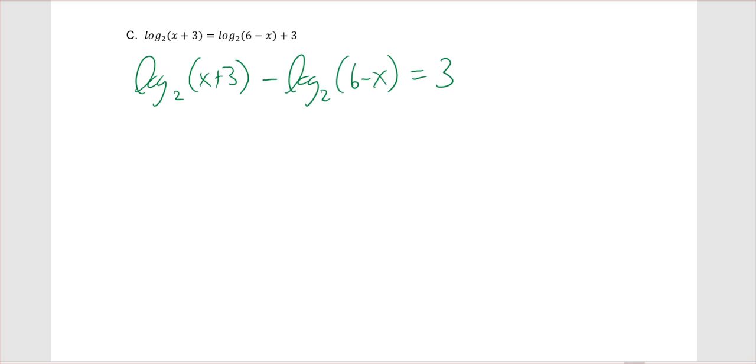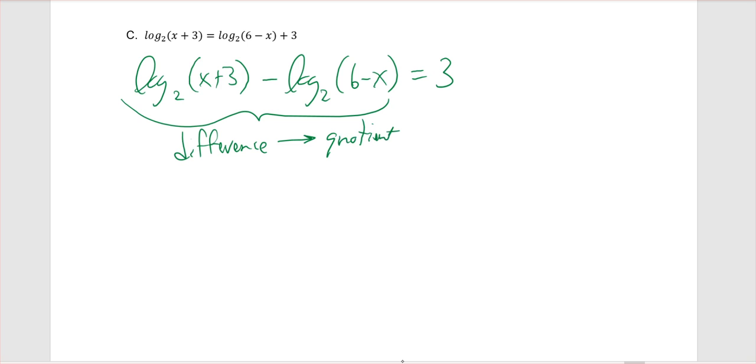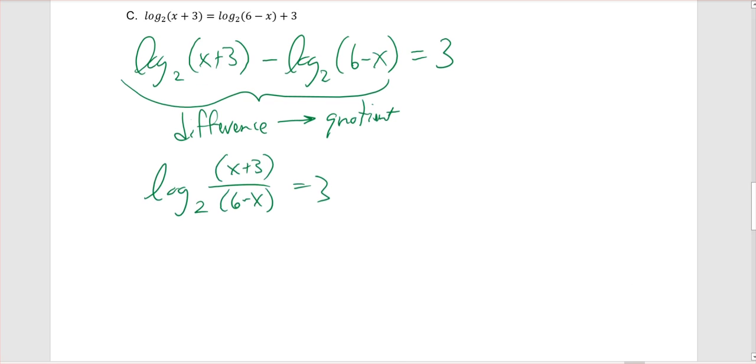And now what? We've got a minus. So we've got a difference. And this is going to become a quotient. Right? This is our quotient rule. So we got log base 2, and then we got x plus 3 over 6 minus x. Okay, great. Now we have one logarithm, and we have a real number on the other side. And now we can rewrite with exponents.